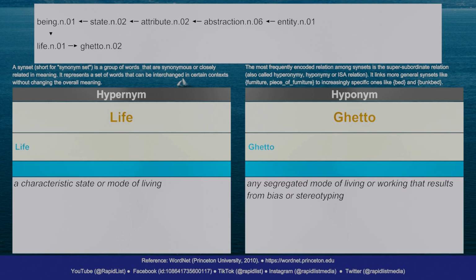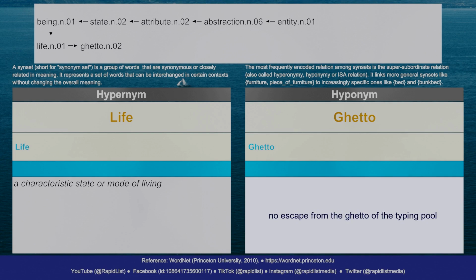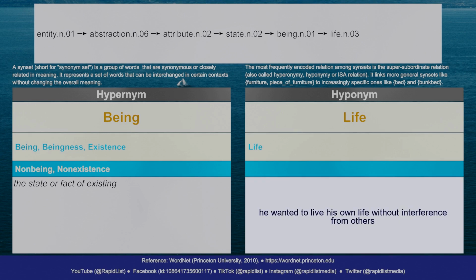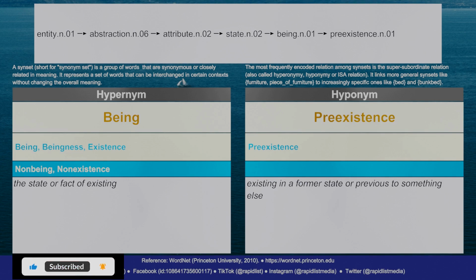Ghetto. Any segregated mode of living or working that results from bias or stereotyping. No escape from the ghetto of the typing pool. Life. The course of existence of an individual, the actions and events that occur in living. He wanted to live his own life without interference from others. Pre-existence. Existing in a former state or previous to something else.